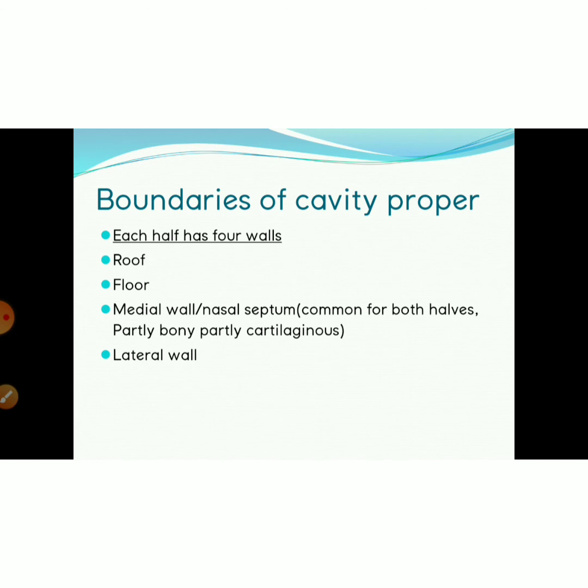Now coming to the boundaries of the nasal cavity proper. As we have already said, each half has four walls. There is a roof, floor, medial wall or nasal septum, which is common for both halves, and it is partly bony and partly cartilaginous, and there is a lateral wall. So it is about each half.